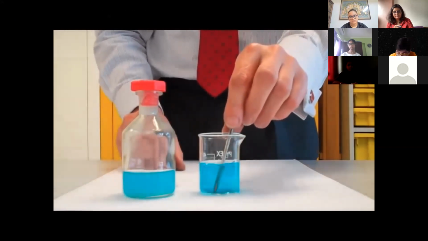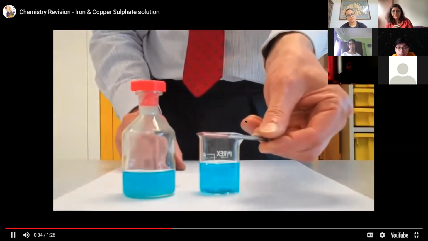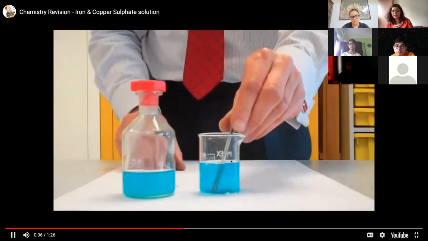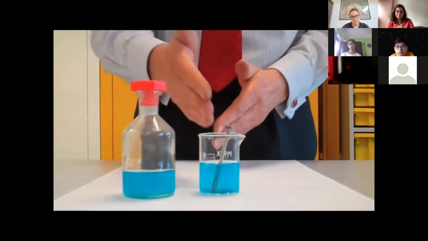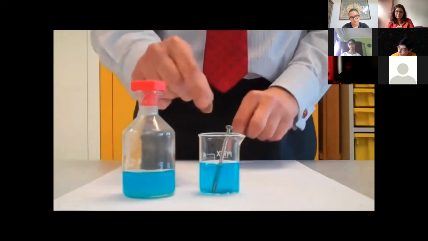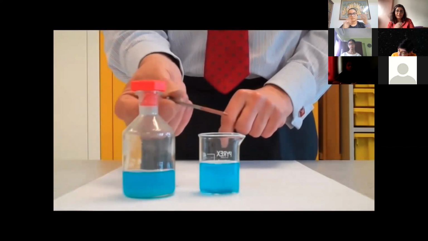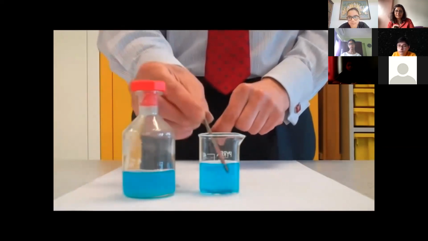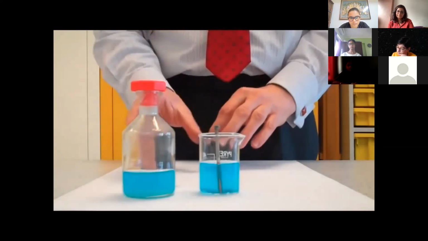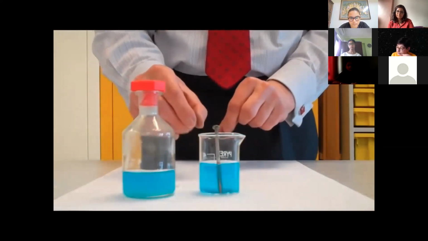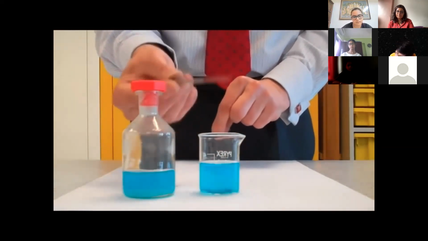The nail soon becomes coated with a pinkish brown deposit. There you go. Copper. When this is mentioned in common entrance questions, the mention of a brown solid in conjunction with iron often leads candidates to think that this brown deposit is rust. However, this is not correct. Copper. Iron, being more reactive than copper, displaces the copper from the copper sulfate solution. The brown coating on the nail is copper.